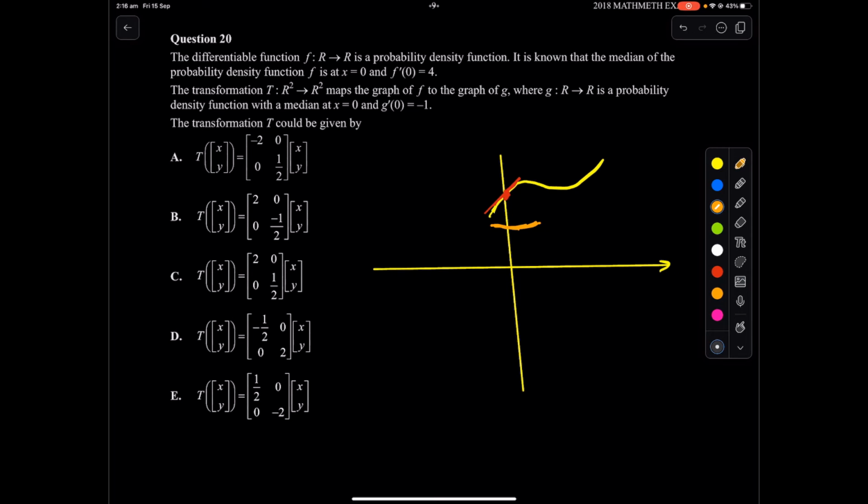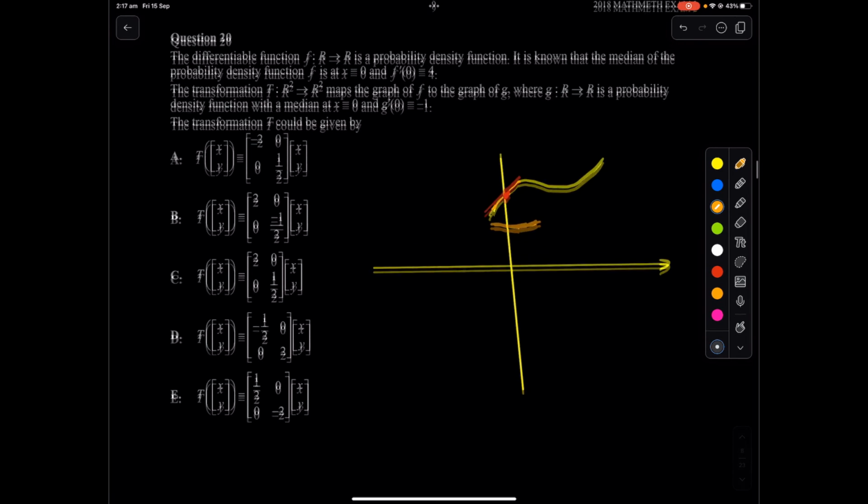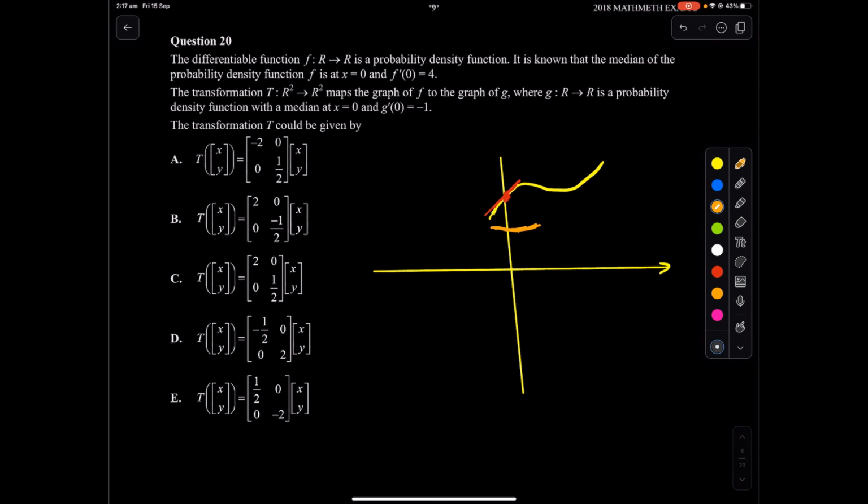So let's just have a look at these transformations that would transform this to that. Wow, I cannot be bothered. Okay.